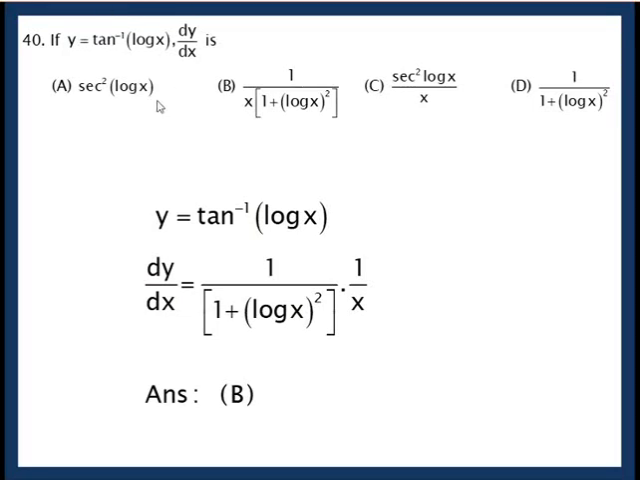Actually, I should not have included this sum. This is a playgroup sum. y equal to tan inverse log x. What is dy dx? Derivative of tan inverse u is 1 upon 1 plus u square into derivative of log x, which is 1 upon x. So the correct option is B, Bombay.